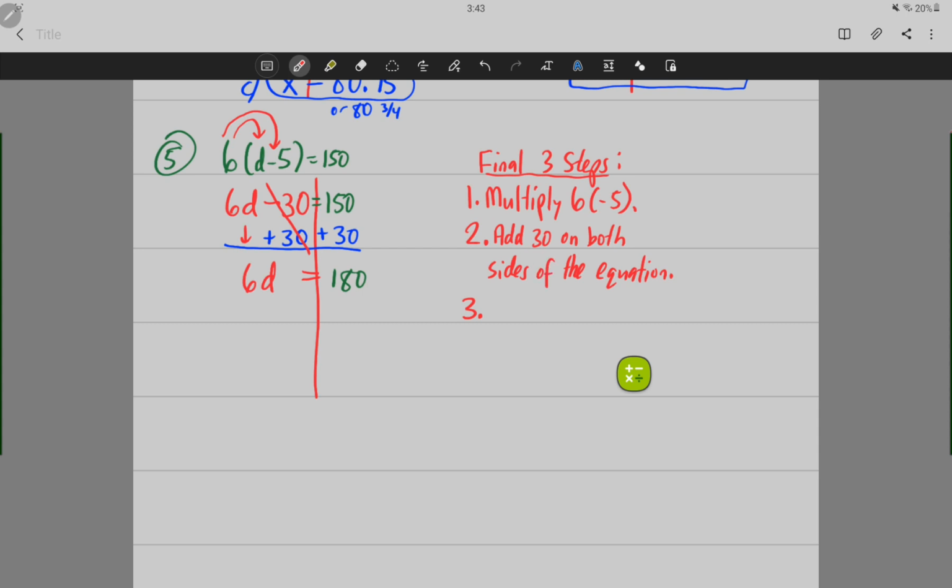So now we're looking at multiplication. So to get rid of multiplication, we have to divide. We divide by the coefficient, so that number in front of the letter D is 6. 6 divided by itself is 1. Let's cancel that out. Bring down our variable and equals. And 180 divided by 6 is going to give us 30.